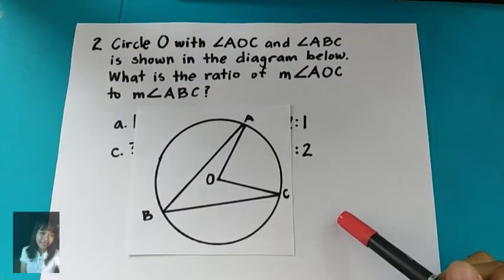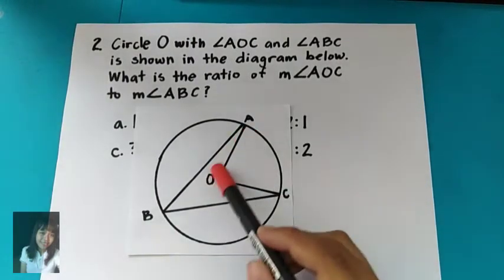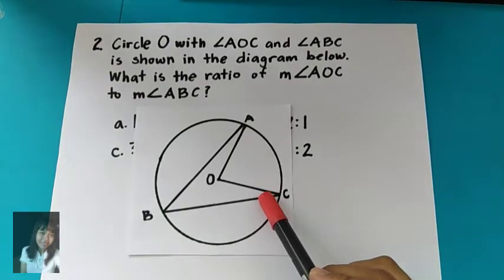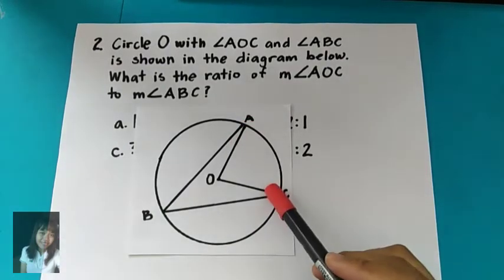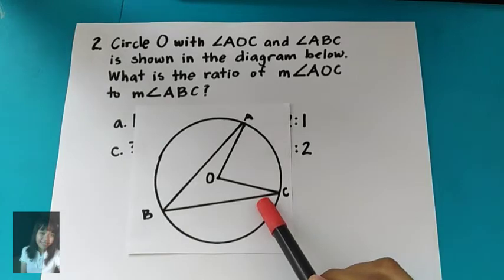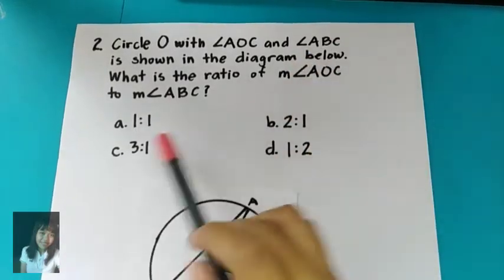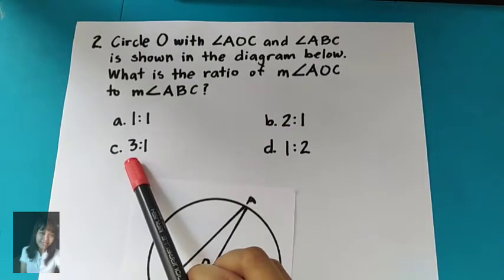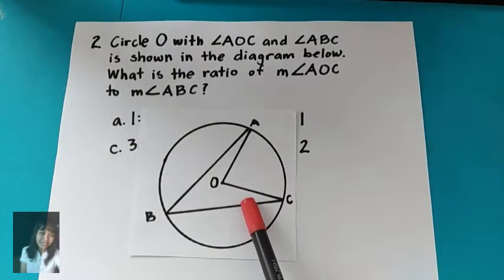Number 2 problem. Circle O with angle AOC and angle ABC is shown in the diagram below. What is the ratio of the measure of angle AOC to the measure of angle ABC? So here are the choices. A. 1:1, B. 2:1, C. 3:1, D. 1:2.